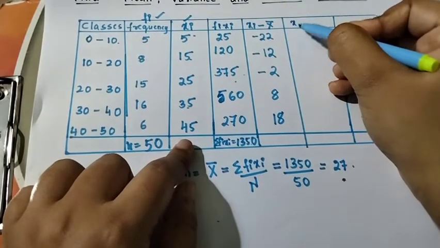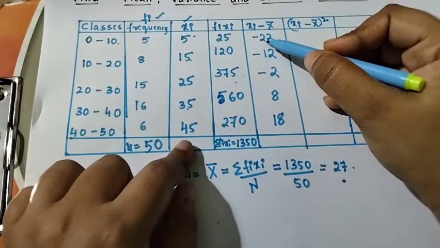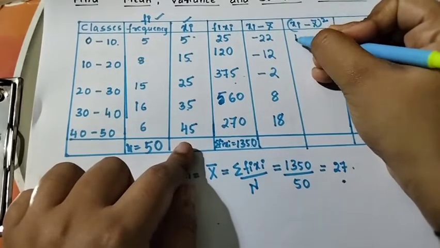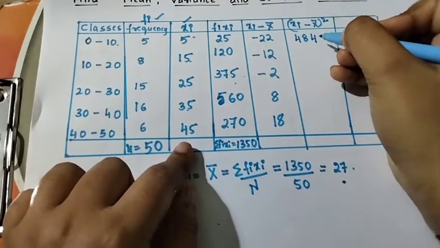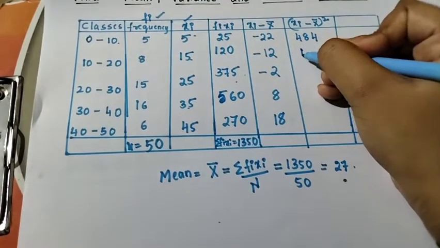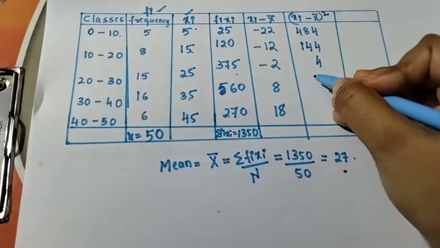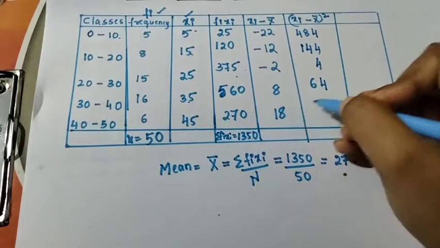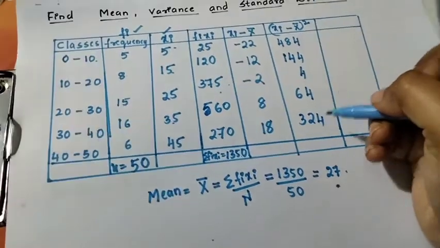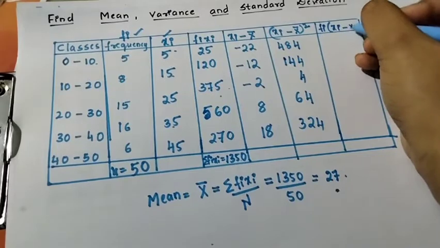Next I have to take the square of this, xi minus x bar square. Minus 22 square means minus 22 into minus 22, which becomes plus 484. Next, 12 square, minus 12 into minus 12, becomes 144. 2 square is 4. Then 8 square is 64. 18 square is 324. The last column will be fi into xi minus x bar square.